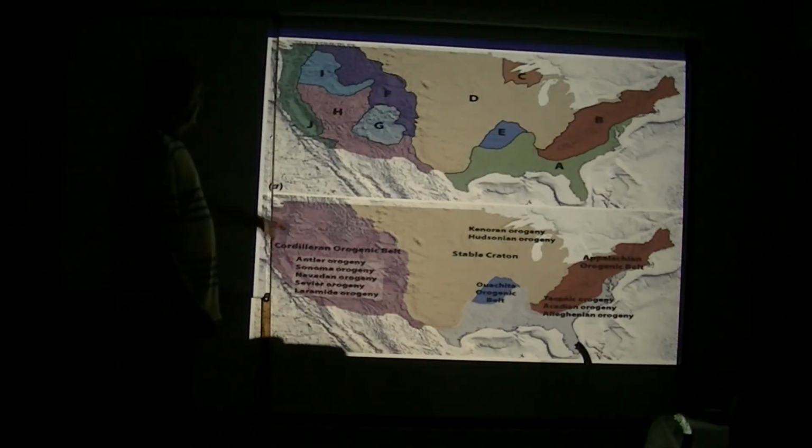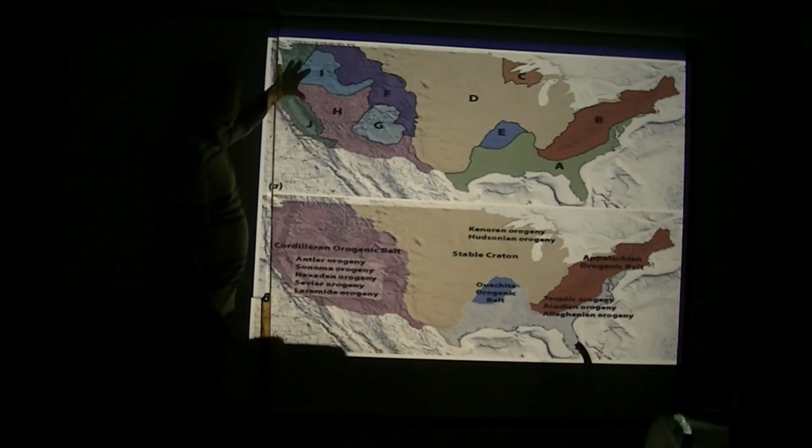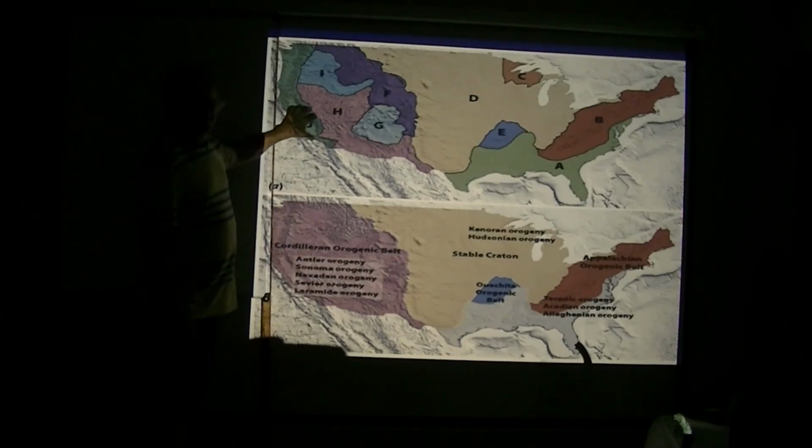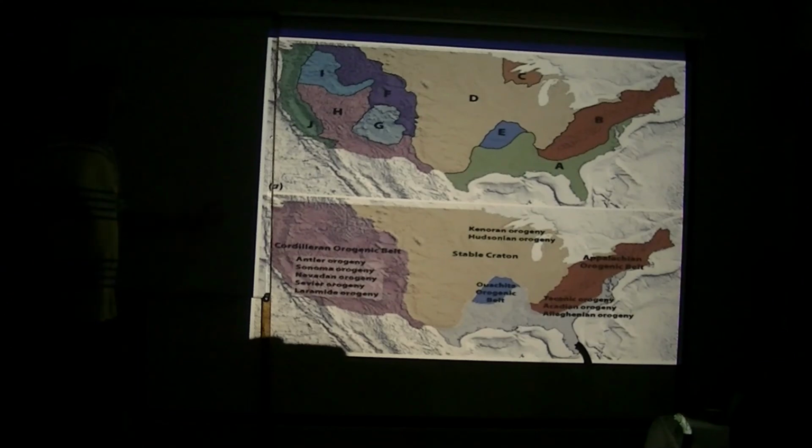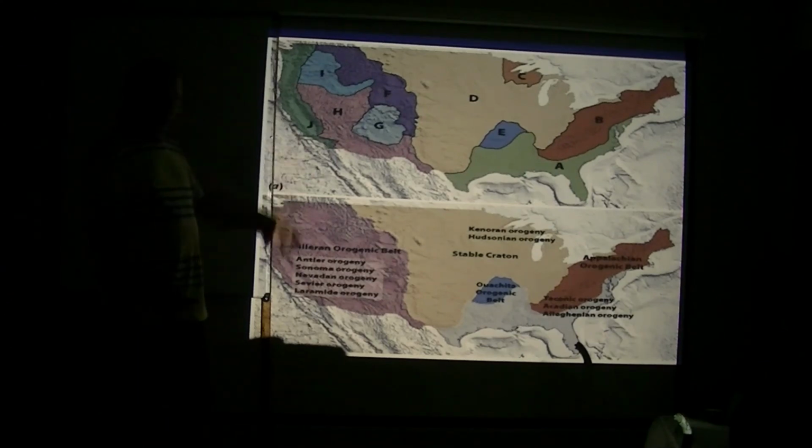So this entire area here is all accretionary tectonics, which means that the land here came from somewhere else. It's not even part of the United States. It was brought in from someplace else.